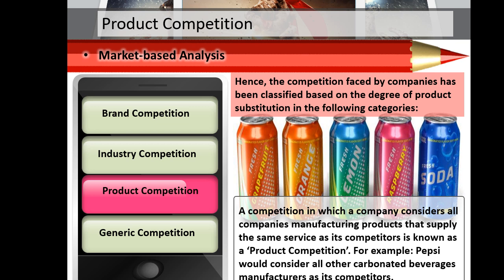A competition in which a company considers all companies manufacturing products that supply the same services. Please, we have to listen to this. This is very important. Very, very important.